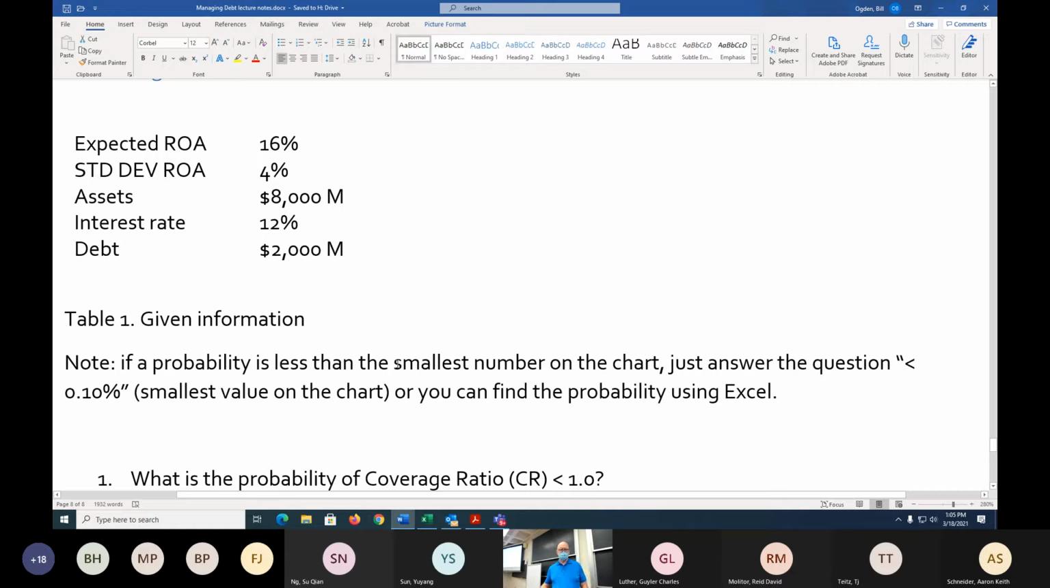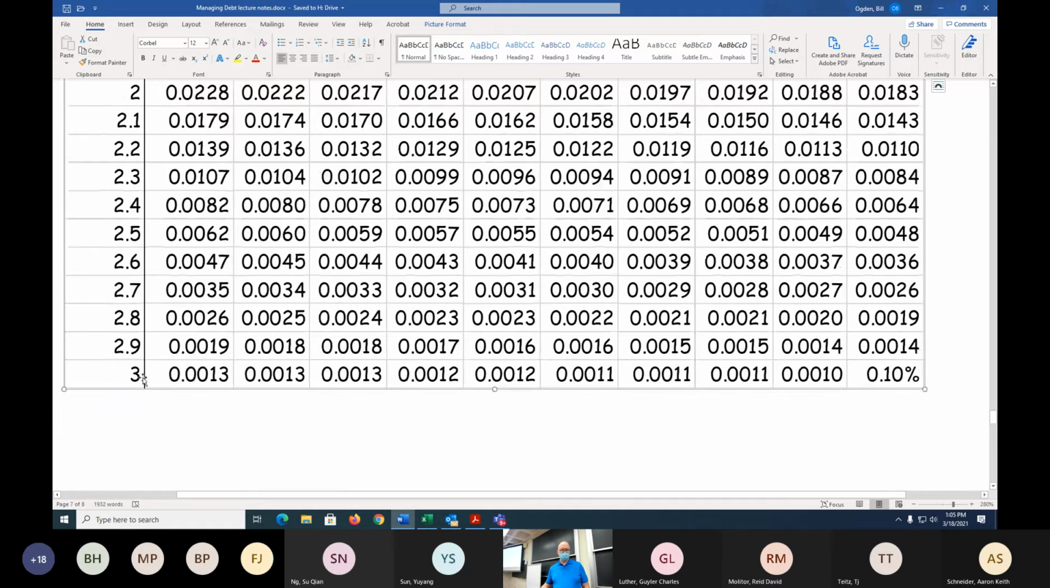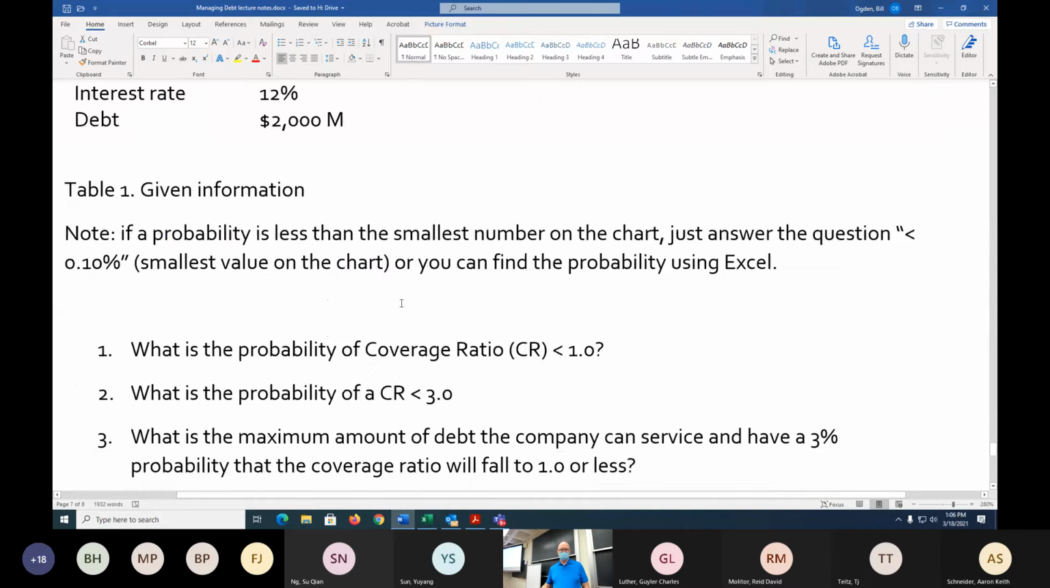If for some reason you don't care to use Excel to do this, I think that some of the z-scores you'll get will not be on the chart that I've created here for you. So I can only go to what, 3.09, right? So if you get a z-score of negative 3.5, what happens? It's not in this table. So I just made a note. If it's less than the smallest number on the chart, then answer the question less than 0.1%. That's fine with me. But I would prefer that you look it up on Excel. All right.